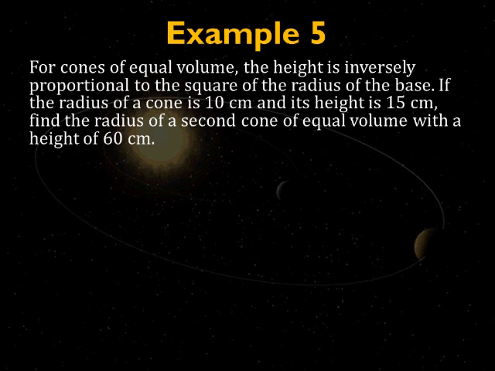Example 5. For cones of equal volume, the height is inversely proportional to the square of the radius of the base. If the radius of a cone is 10 centimeters and its height is 15, find the radius of a second cone of equal volume with a height of 60. Alright, so again, you will want to create an equation. And if you're watching the video for the first time, go ahead and try to do that on your own.